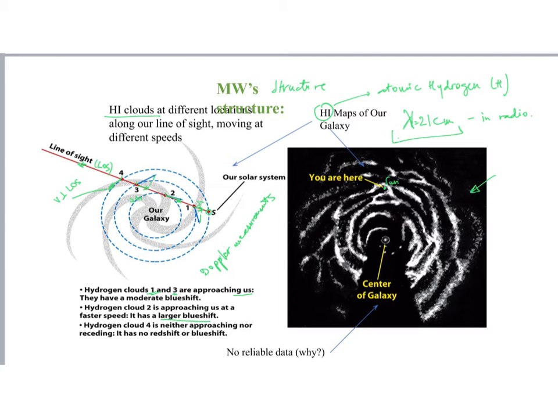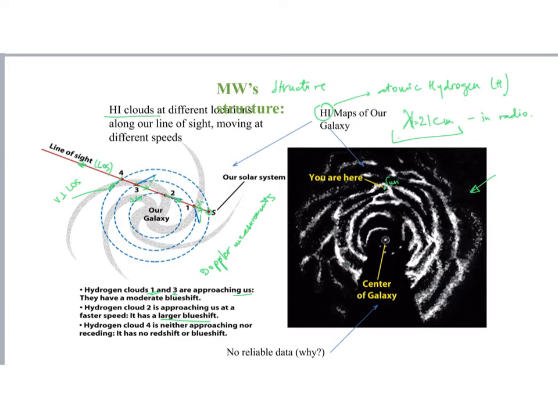So this map is constructed from radio telescope surveys of the Milky Way, of basically everything out there, of 21 centimeter radiation. And the map definitely suggests a spiral structure.